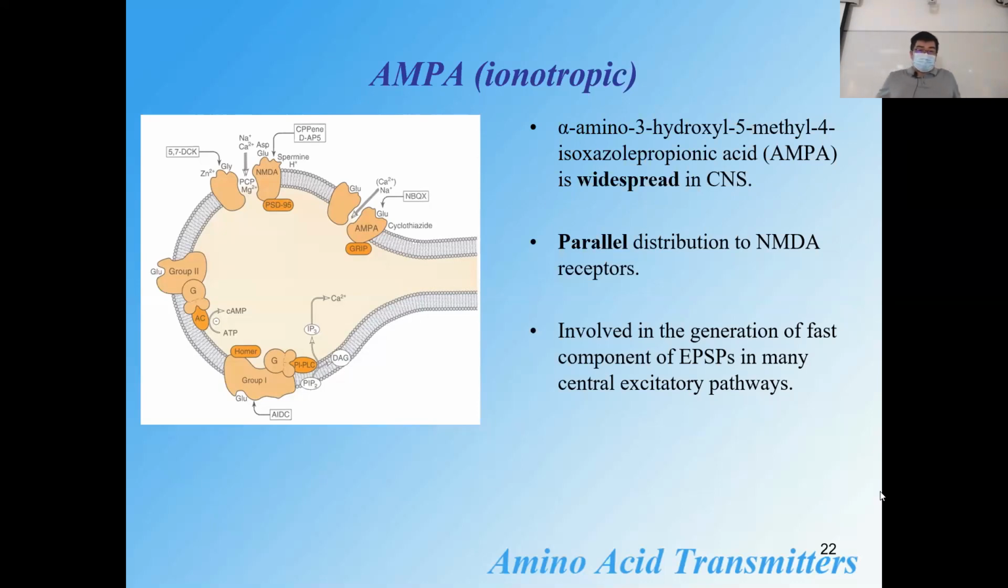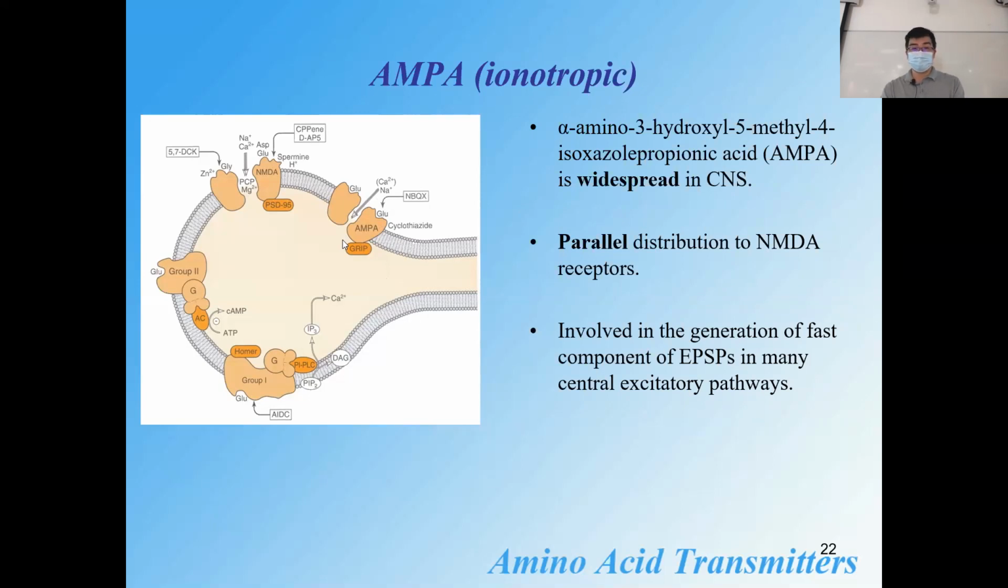We stopped at the NMDA receptors, and now we're going to talk about the AMPA receptors. AMPA receptors are also ionotropic receptors, and they are widespread in the central nervous system, with a distribution parallel to the NMDA receptors. They are involved in the so-called fast component of the excitatory postsynaptic potential, which means that when glutamatergic transmission starts, the response of AMPA will be the faster one, okay?